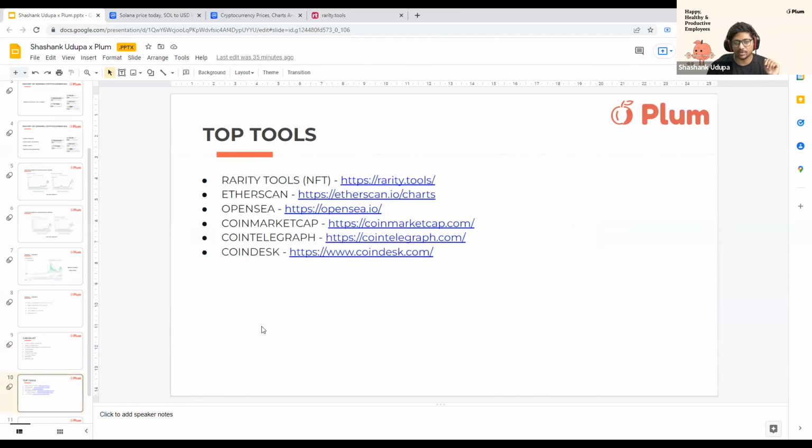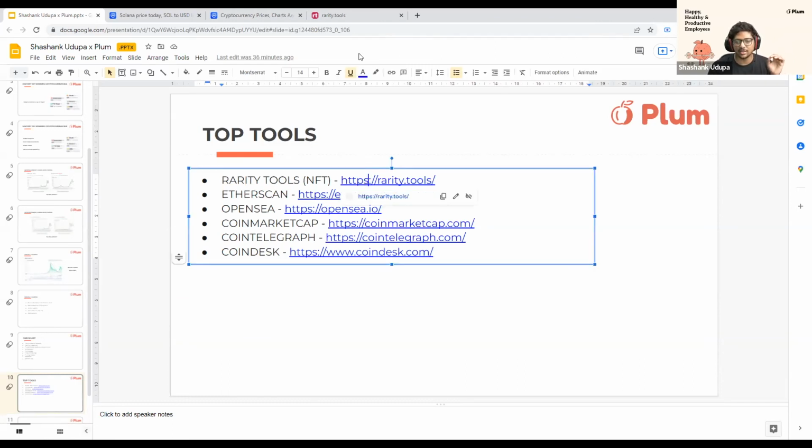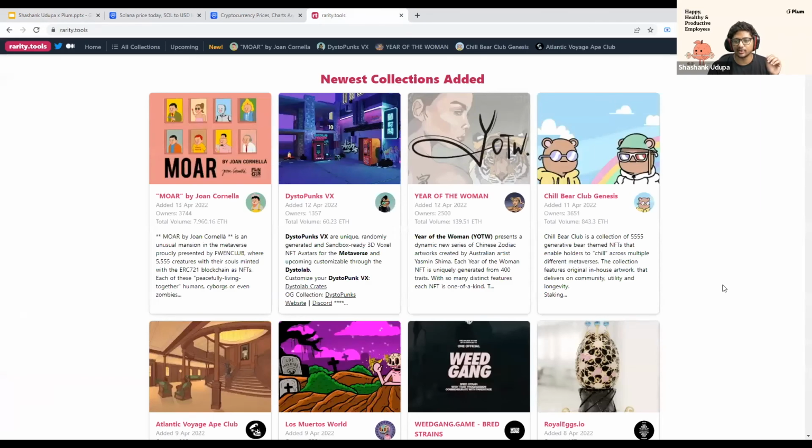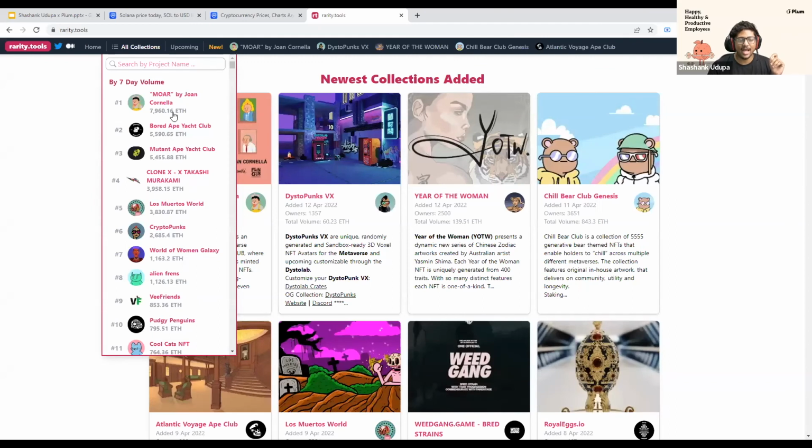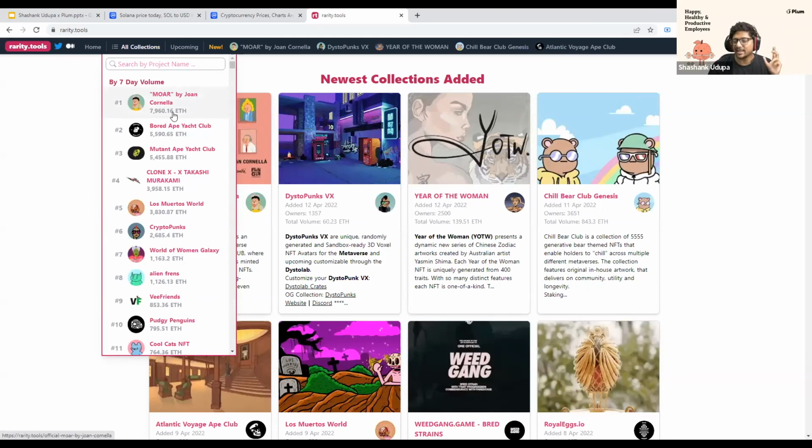Let me show you some tools. Now, if you want to deal in NFTs, if you're looking at NFTs as a game, right? Rarity Tools is something you can look at, right? Let me show you Rarity Tools. This is how Rarity Tools looks. So Rarity Tools, what happens is they have all the collections of NFTs and they basically rank them according to the rarity of the NFTs, right?